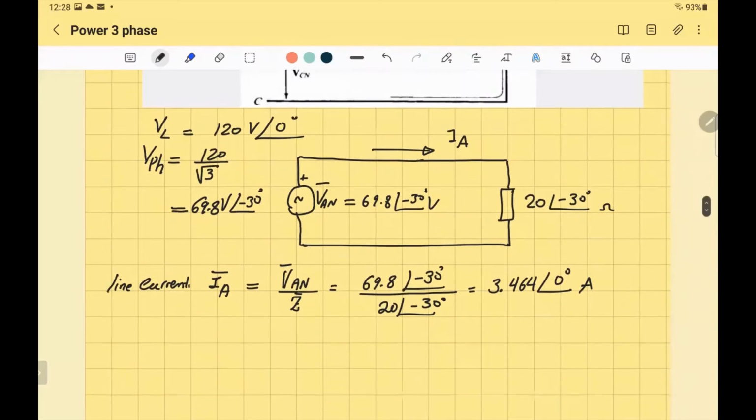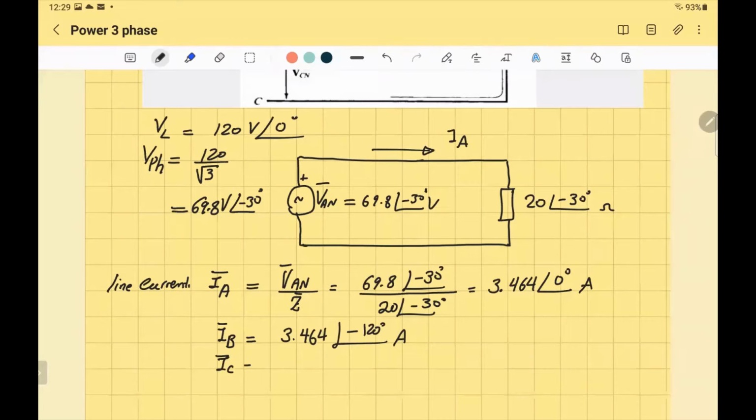So that's one of the questions, the line current in phase A. What about the line current in phase B? You do not have to solve it, you just find the relationship between IB, IC and IA. What's the relationship between IB and IA when you have balanced three-phase voltage? What is the value of the angle between IB and IA? 120. So should I add 120 or subtract 120? Subtract 120, that's right. So you have 3.464 and 0 minus 120 would be minus 120 degrees.